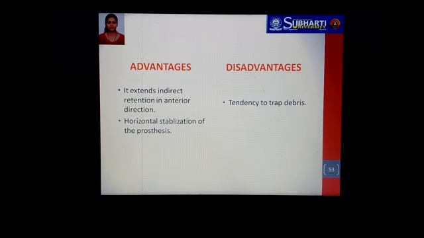Advantage: it will act as an indirect retention in the anterior direction, and give horizontal stabilization of the prosthesis because of the L-beam effect. Disadvantage: because the middle portion is missing, there is a tendency for the major connector to trap debris.